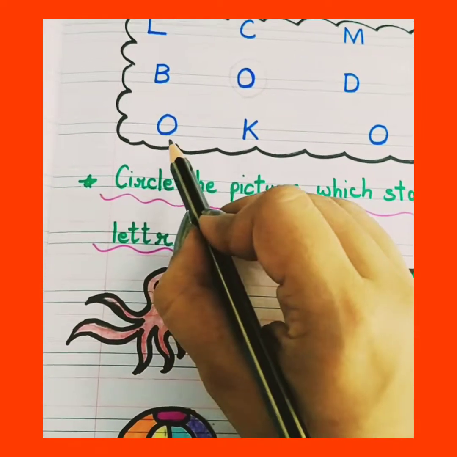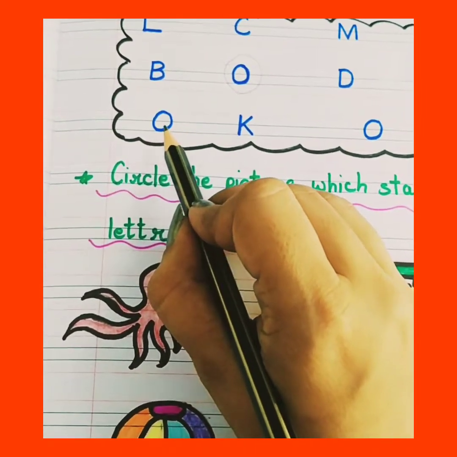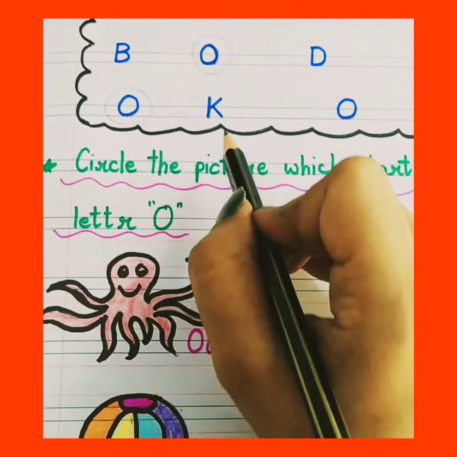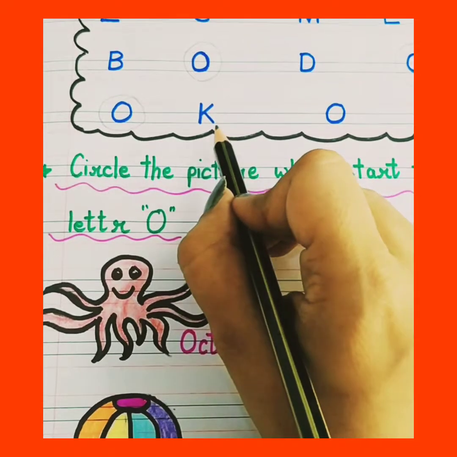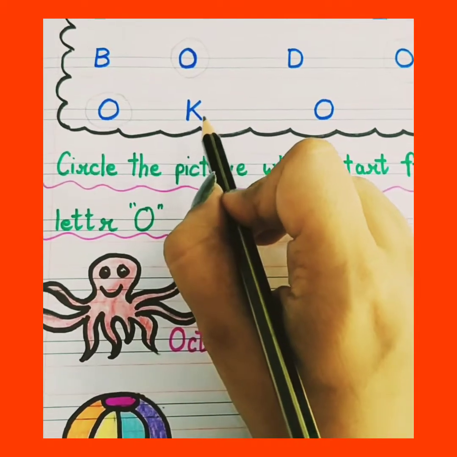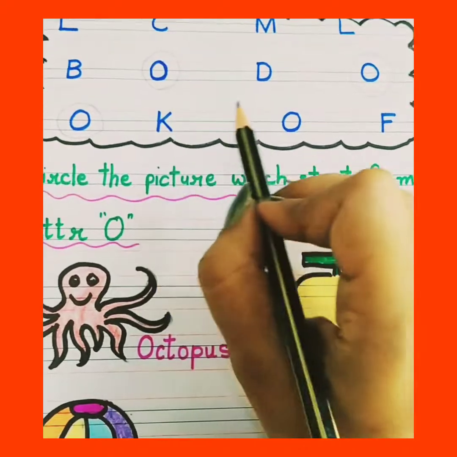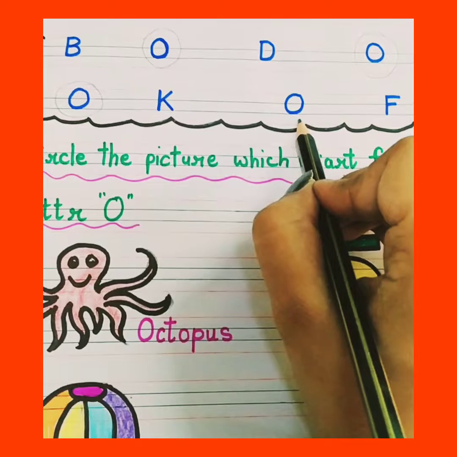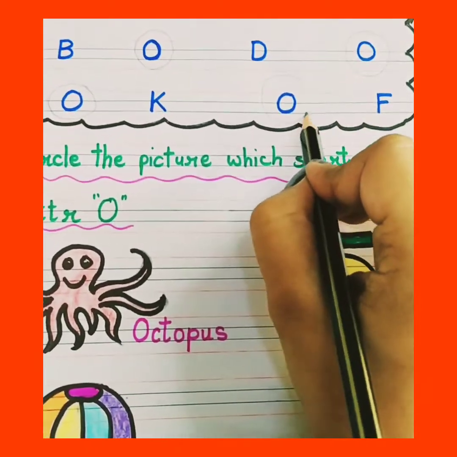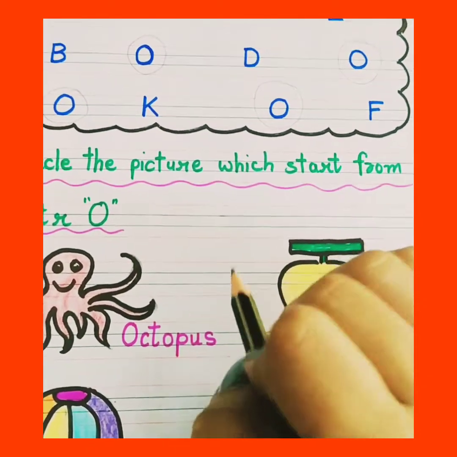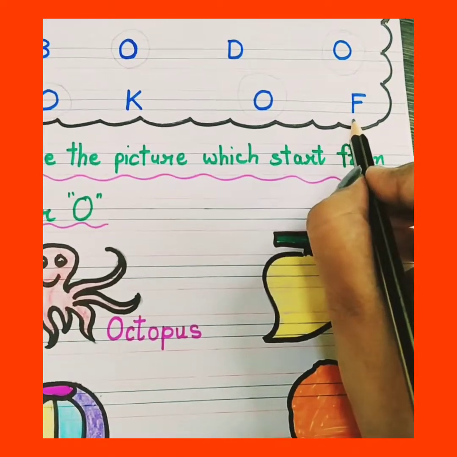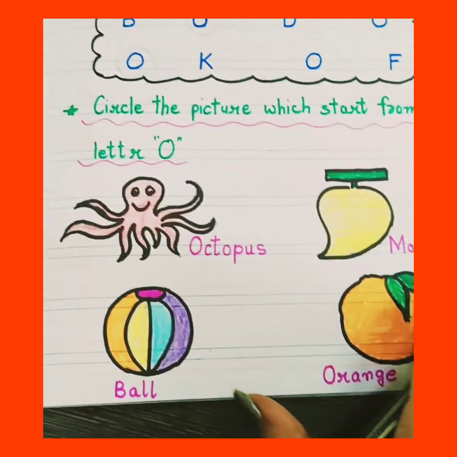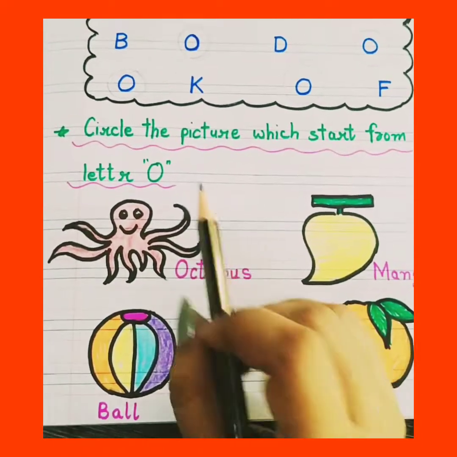Now see kids. Which letter is this? Yes, this is letter O. So you have to circle it. Now see this side, which letter is this? This is letter O. No, this is letter K. So we are going to the next alphabet. This is letter O. Yes, this is also letter O. So you have to circle it. Okay. Now see, this is letter O. No, this is letter F. So you have to leave it. Okay. Now see our next activity.